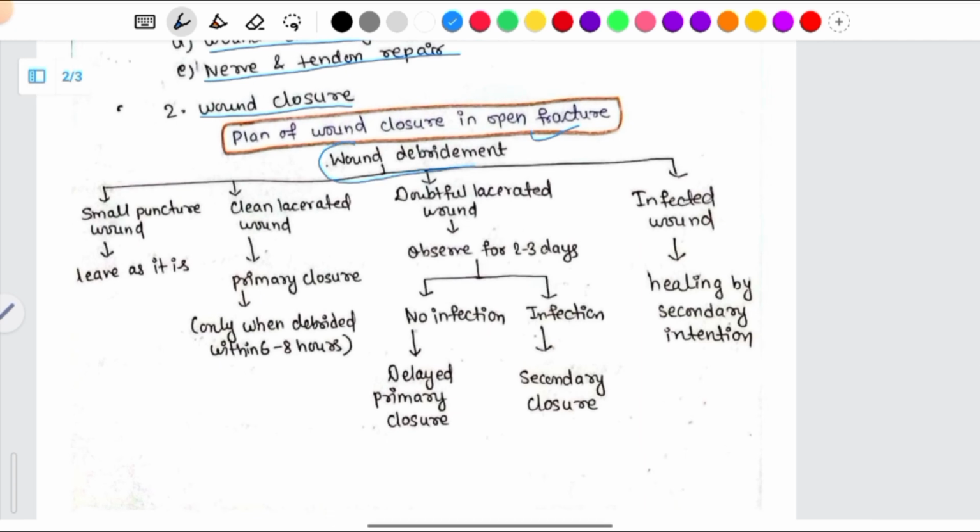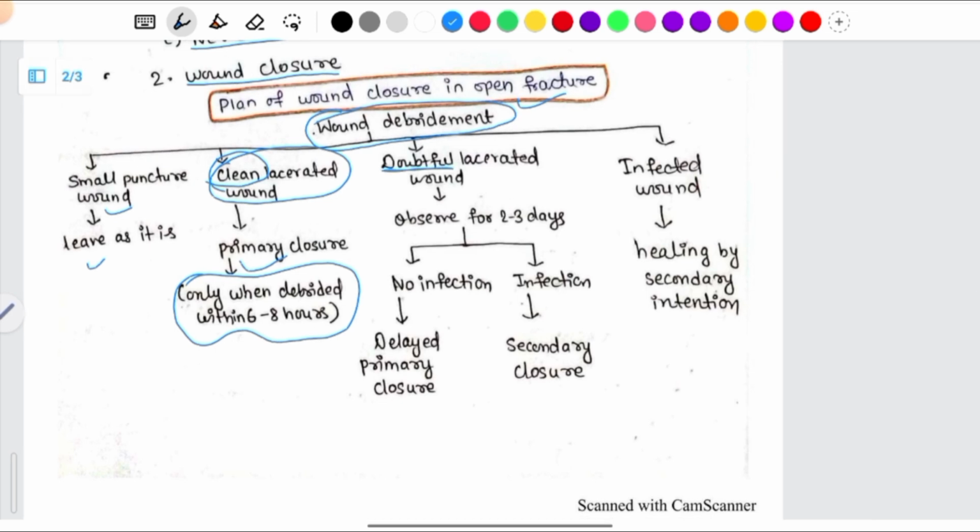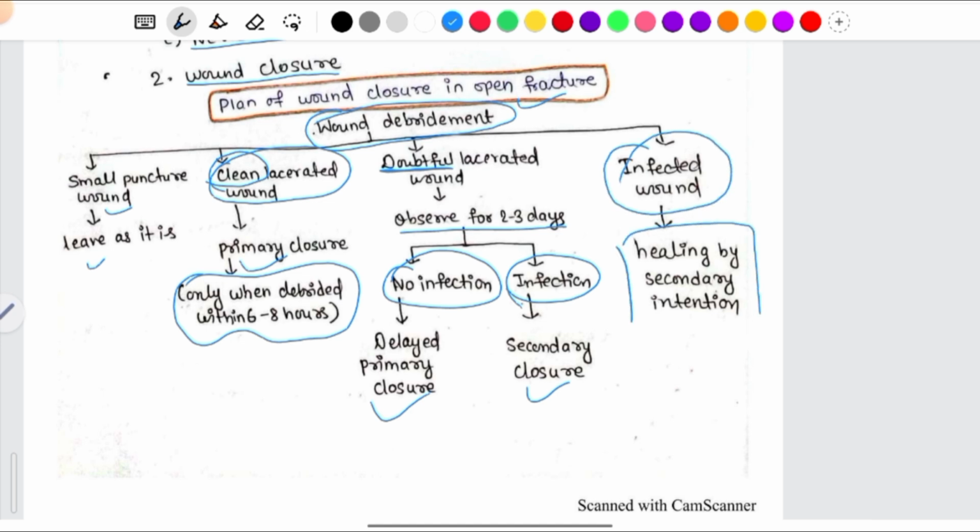After the wound is debrided, if there is a small puncture wound, we leave it as it is. If the wound is clean and lacerated, we do primary closure, only when debrided within 6 to 8 hours. If there is doubt about the cleanliness of the wound, we observe for 2 to 3 days. If there is no infection, we do delayed primary closure, and if there is infection, we do secondary closure. If the wound is infected, healing is by secondary intention.